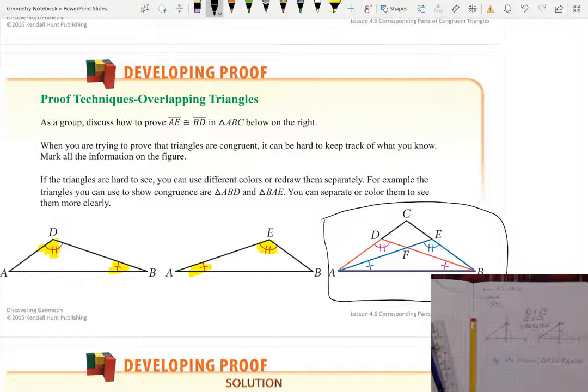Well, if you look back at this figure here, do you see how this side is the bottom of both triangles? And so AB is clearly congruent to itself. So that can also get marked. So now I have three things that are marked.